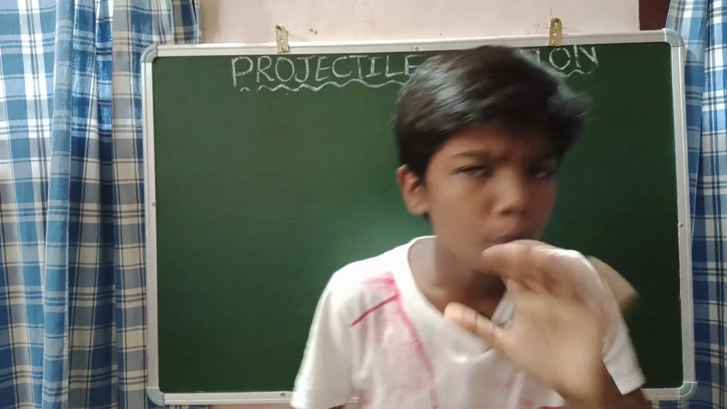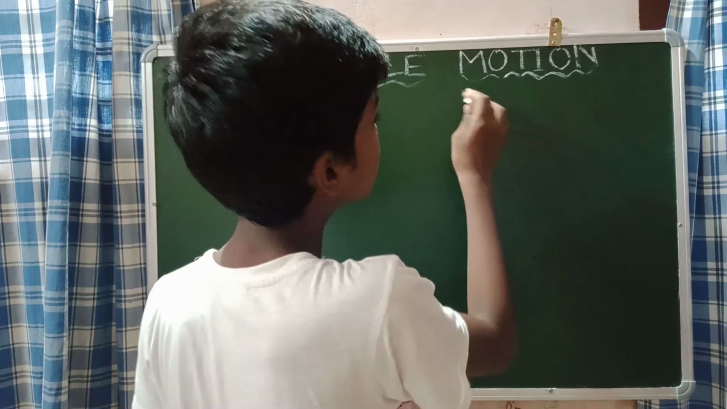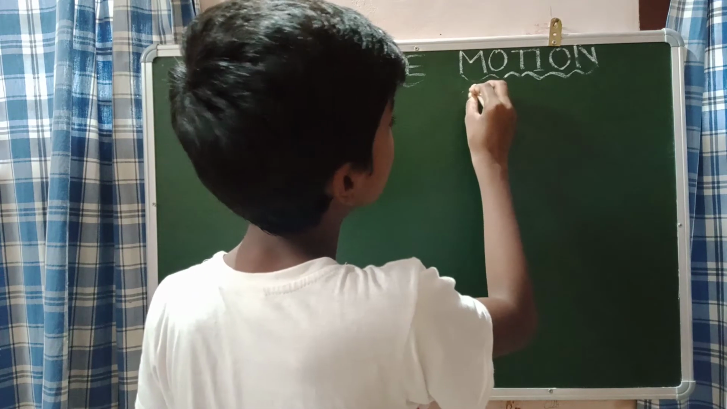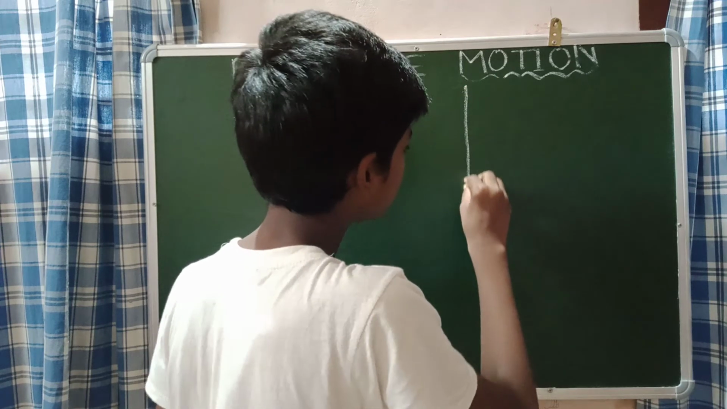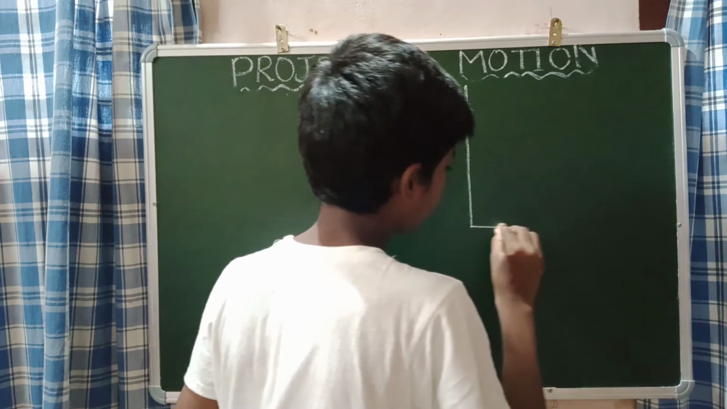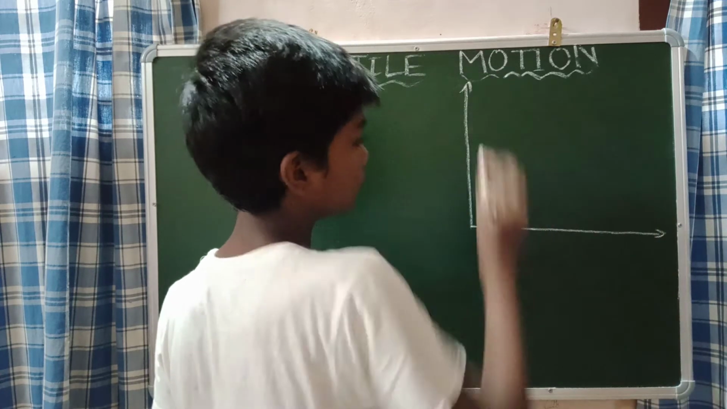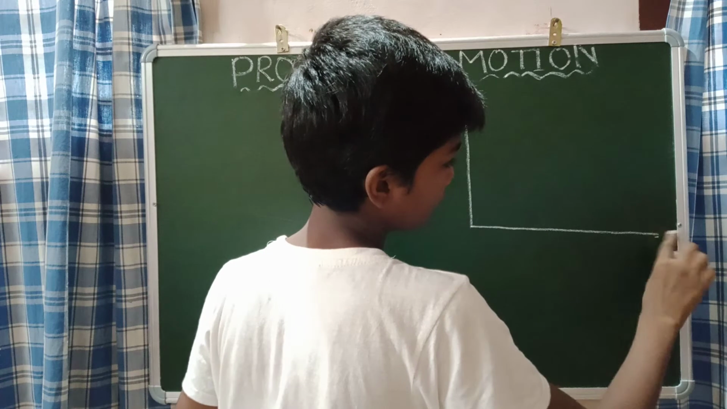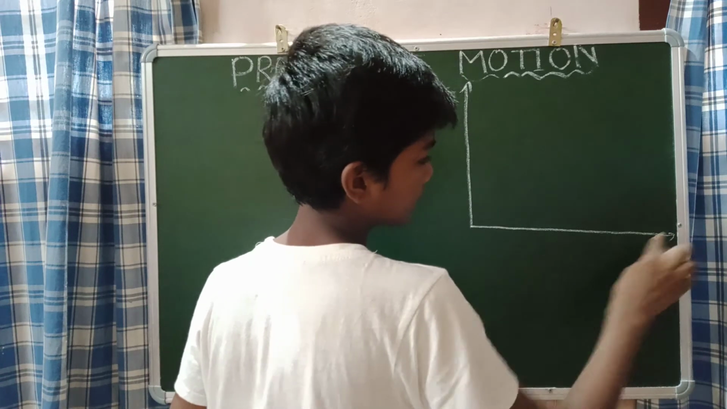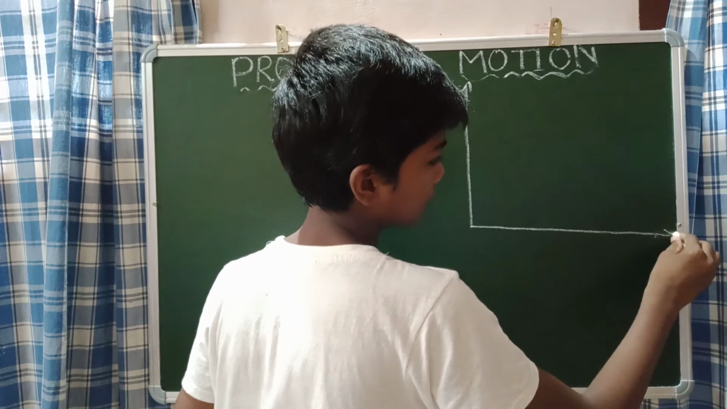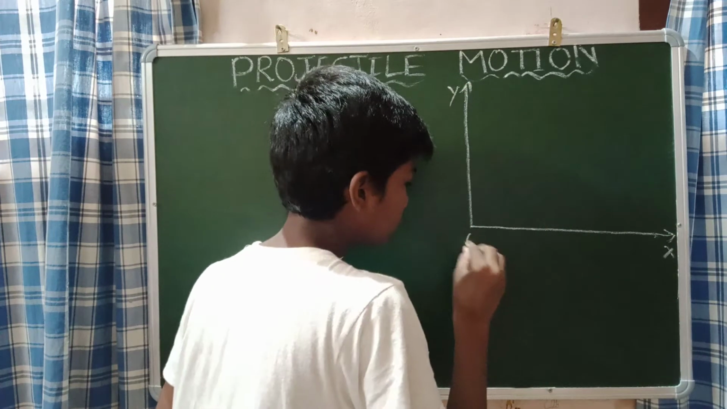So let me draw a 2D plane now, which is the XY plane. I'm drawing the XY plane, guys. This is the XY plane. One minute, I will extend. This is the x-axis, this is the y-axis, and this is the origin.